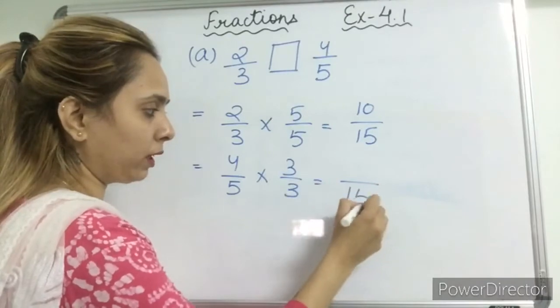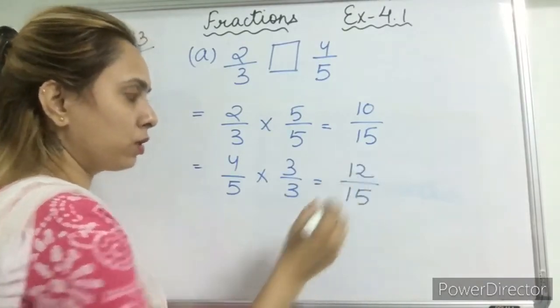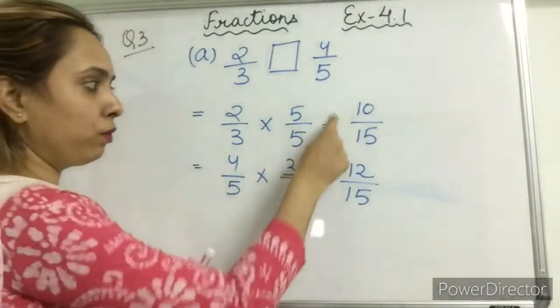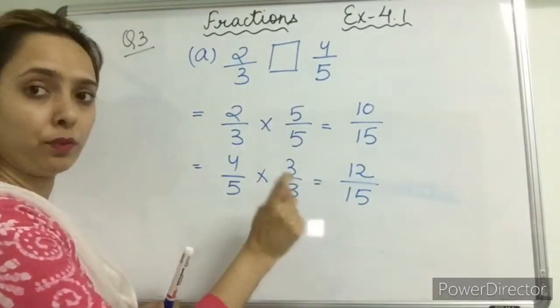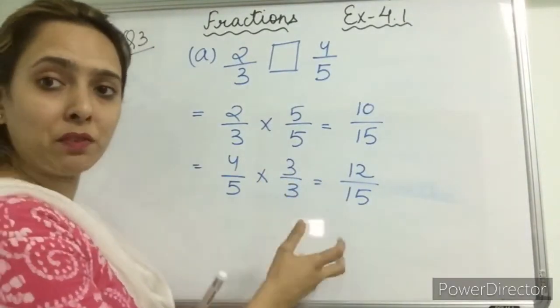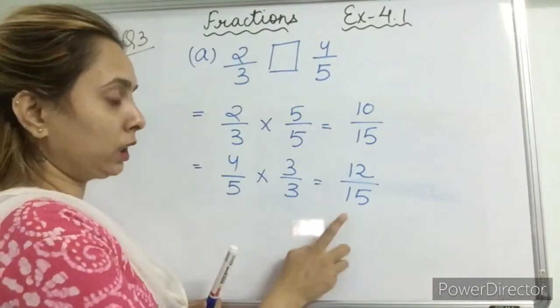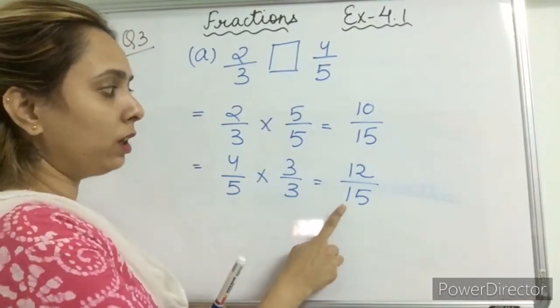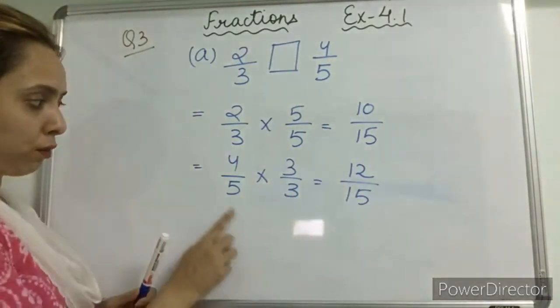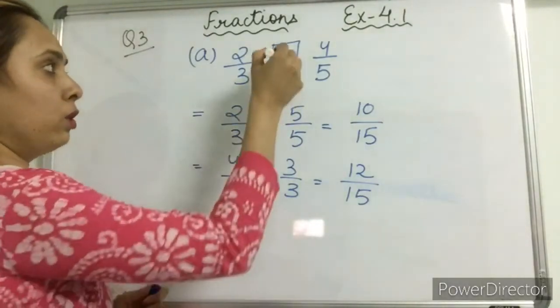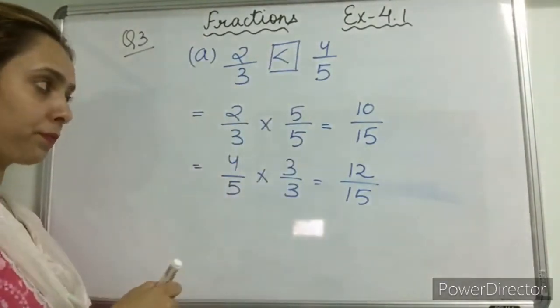So here 15 again the denominator, and 12. So now you can see that this is 10 upon 15 and this we have got 12 upon 15. So now we can simply find out which fraction is greater. This fraction is greater, so automatically this is the fraction 4 upon 5. So this is the answer.